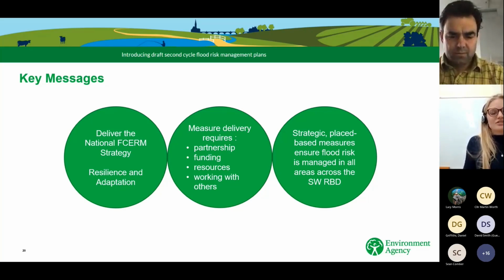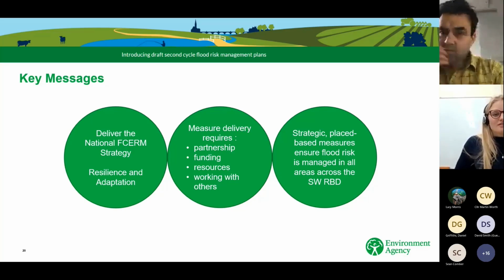This slide is just highlighting the key take-home messages for the whole of the South West Flood Risk Management Plan. As I mentioned at the start, we're delivering the National Flood and Coastal Erosion Risk Management Strategy through our plan. This is locally how we do that. Our approach is resilience and adaptation. It's not all about defending. So, changing our approach.